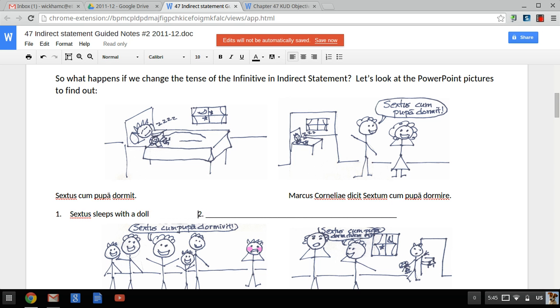Haha, Sextus. We're always making fun of poor Sextus. All right, so Sextus sleeps with a doll, right? And I guess we're just paying him back for making fun of poor Cornelia earlier.